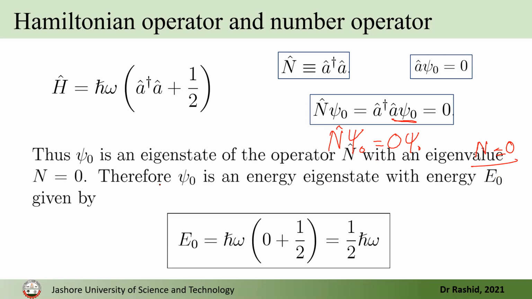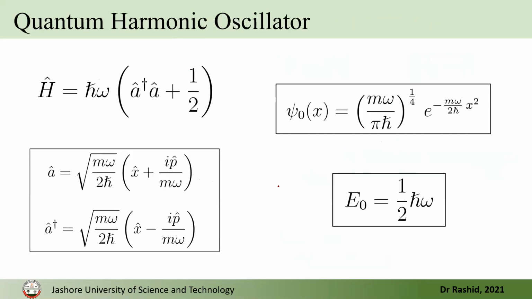So then in that case, we have the ground state energy E0 equals h-bar omega into 0 plus half, because this is the eigenvalue of the number operator when it operates on the ground state wave function. So we can get the energy also by operating the number operator on the wave function, and this is all.